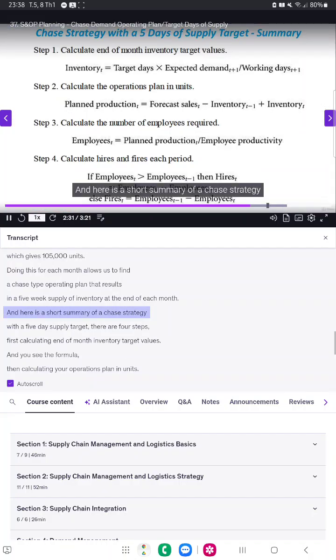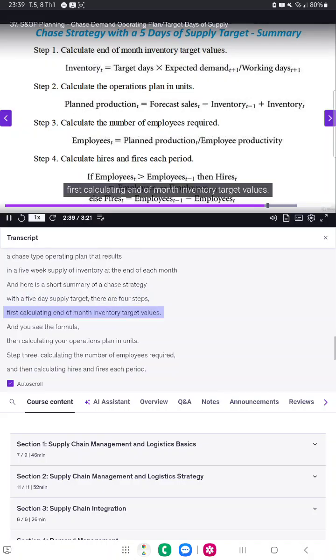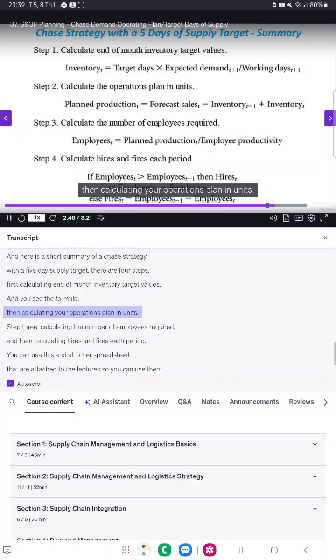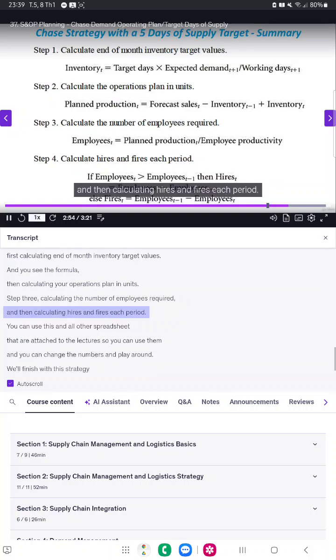And here is a short summary of a chase strategy with a 5-day of supply target. There are 4 steps. First, calculating end of month inventory target values, and you see the formula. Then calculating the operations plan in units. Step 3, calculating the number of employees required. And then calculating hires and fires each period.